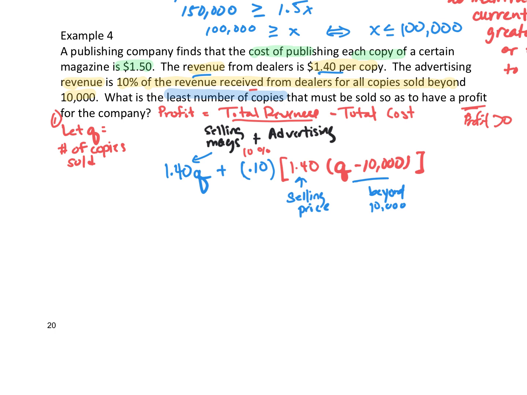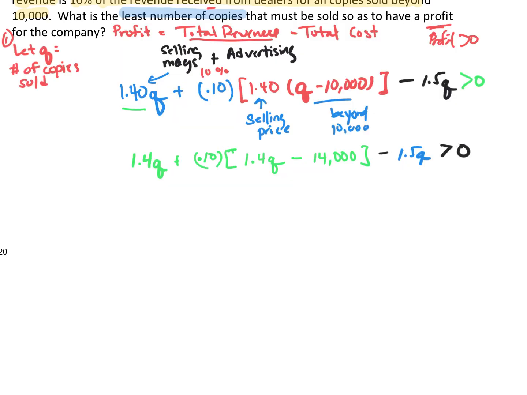I'm just kind of giving you an idea about it, so I'll probably clean it up a little bit. Minus the total cost. The total cost is $1.50, 1.5 per the quantity. And we want to make a profit. So all of this has to be greater than 0. Again, the selling of the magazines, that's straightforward. But the advertising, in order for you to get any money, you have to sell above 10,000. And when you do that, you get 10% of that price. So we're going to clean this up. Okay, so there's the math.